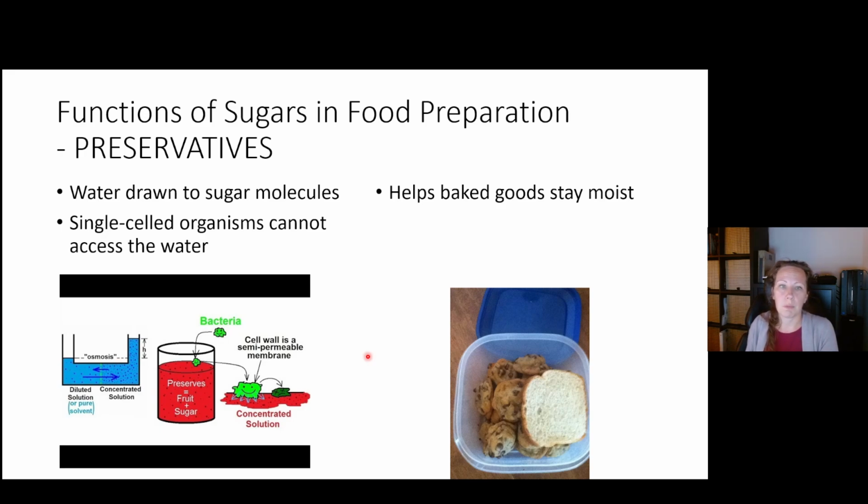Sugar also helps baked goods stay moist for the same reason. So it's related to the same property where sugar is holding on to that water. So it keeps the water from evaporating as easily. It's holding on to it more tightly so it can't be lost to evaporation in the air. And this property is better if you use invert sugar versus sucrose, but sucrose is still pretty good.